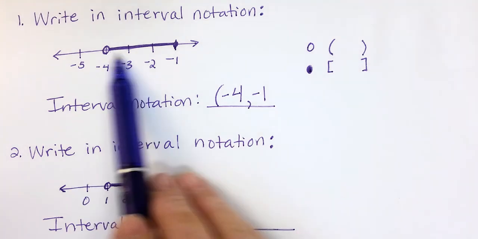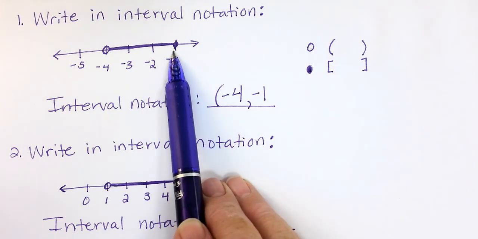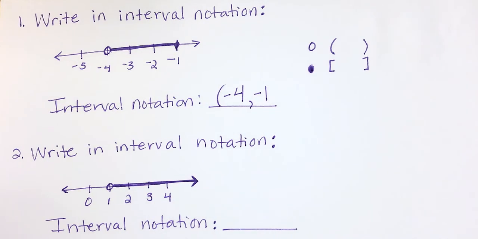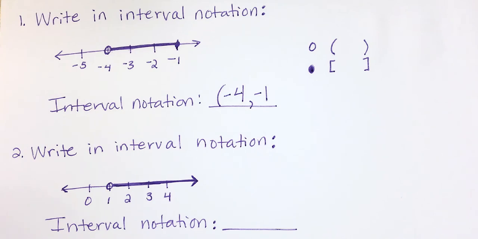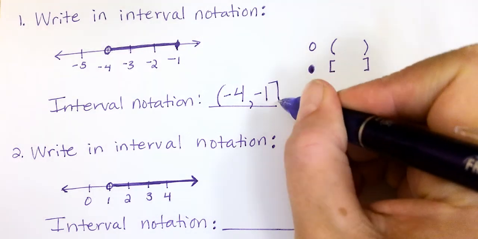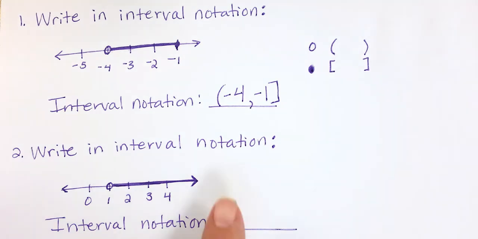And then negative 1 has a closed circle. That means it is in the interval. We want negative 1 on our graph and in our interval notation. So we represent that with a bracket. So that is your interval notation for number 1.